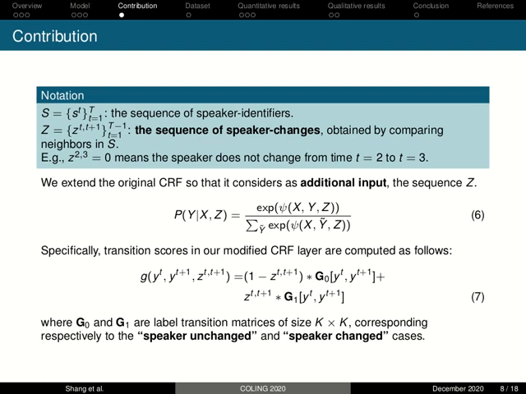We extend the original CRF so that it considers as additional input the sequence of binary speaker changes Z. For example, the element Z23 equals 0 means the speaker does not change from time t2 to t3. Specifically, instead of using only one matrix G as in the original CRF layer, we use 2 label transition matrices, G0 and G1, to compute scores. G0 is applied to the speaker unchanged case, and G1 is for the speaker changed case.